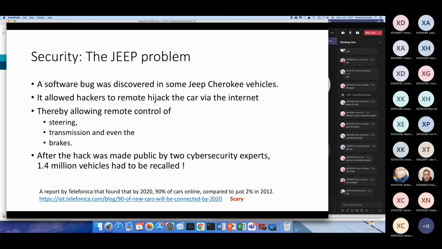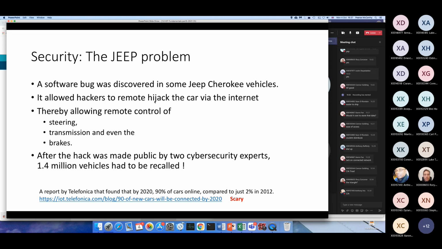And what two cybersecurity guys did, they found it and they made it public. So I think you'll find that they contacted Jeep first and said, if you don't fix this, we're going to make it public. And eventually they made it public, and that meant Jeep had to recall all those cars.